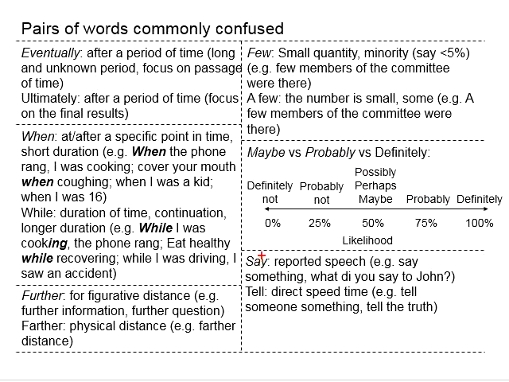Next is the difference between "say" and "tell." Say is a reported speech. For example, say something. What did you say to John? That means it is a conversation. Tell is for direct speech. For example, telling someone something, tell the truth.